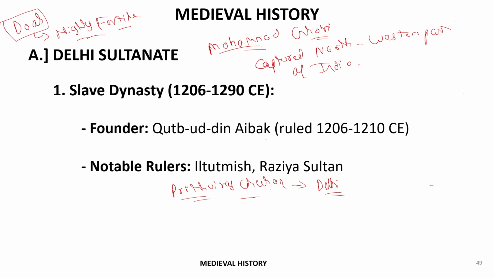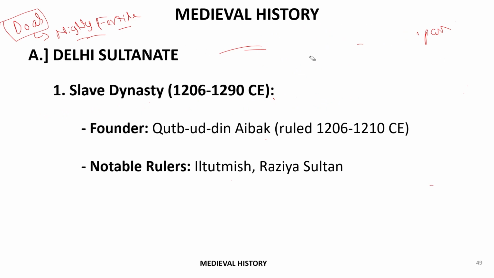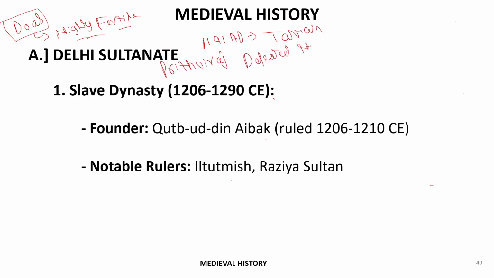And this brought the condition of Muhammad Ghori versus Prithviraj Chauhan. This brought both powers to war. There were basically two wars between them. The first war took place in 1191 AD at Tarain, in which Prithviraj defeated Ghori.